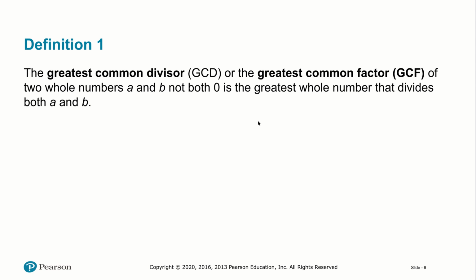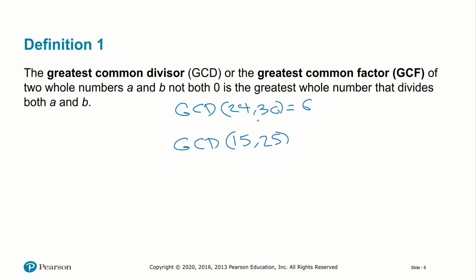So as a real simple example, we just saw that the GCD of 24 and 30 is 6, right? Now, we also know, for example, the GCD of, say, 15 and 25 would be 5. Now, as long as one of the numbers is not 0, we're okay.